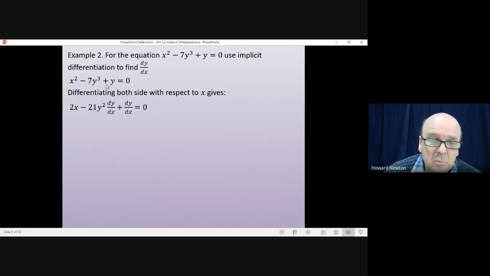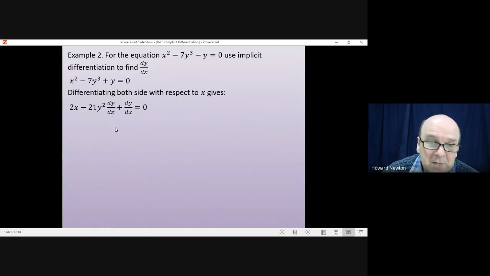And then we've got plus y here, differentiating that y gives us another dy by dx, which equals 0. So it's this middle term that's the tricky one. We are just using the chain rule in the normal way, except when you have to differentiate the y, you get dy by dx.